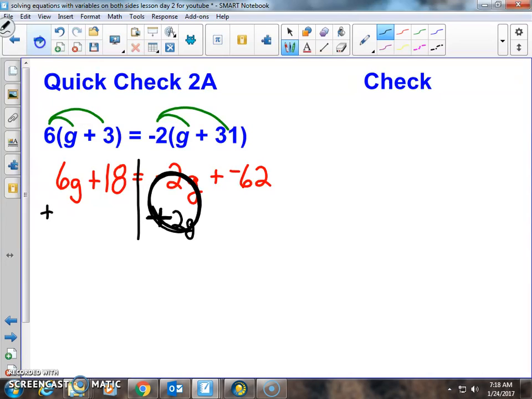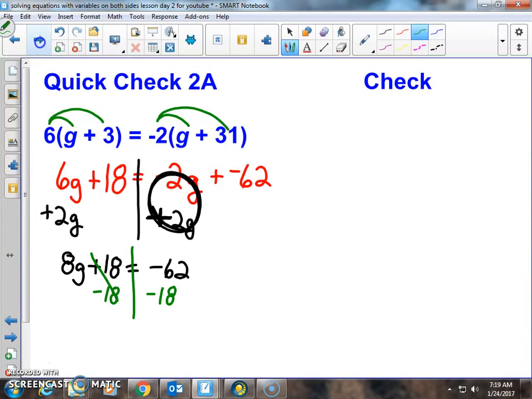And whatever we do on one side of an equation, we've got to do on the other side. So on the left side, 6g's plus 2g's are 8g's. The plus 18 drops down. On the right side, that left us with 0 plus negative 62, which is negative 62. So I've now collected all the variables on one side. I want to move the constants, that's the plain numbers. I'd like to get the positive 18 off of the left side, and I do that by subtracting 18. So I've got to subtract 18 on both sides.